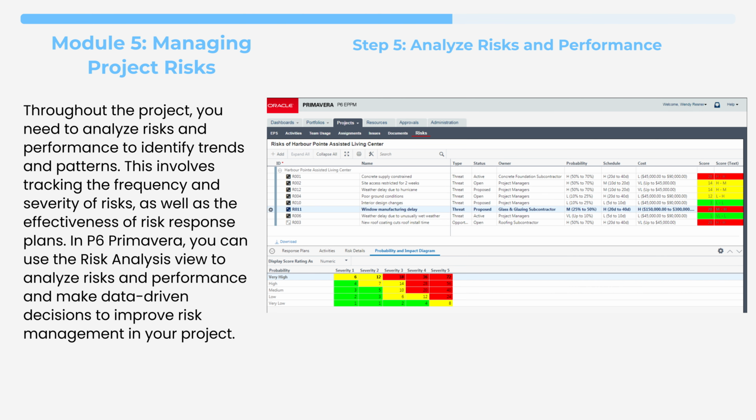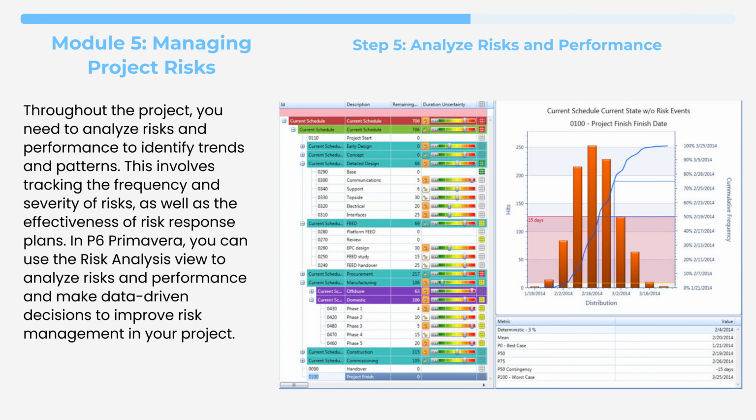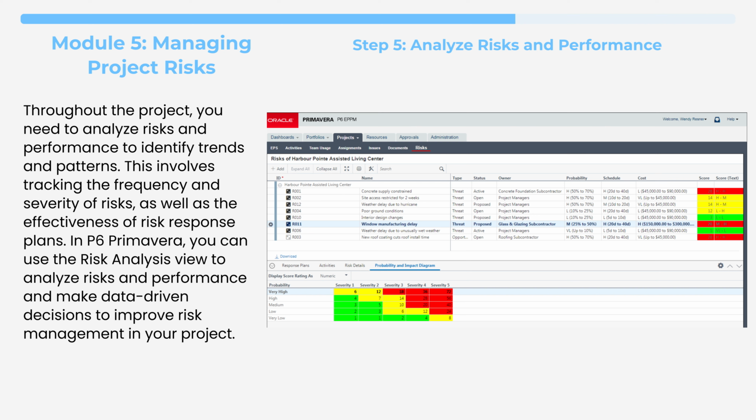Throughout the project, you need to analyze risks and performance to identify trends and patterns. This involves tracking the frequency and severity of risks, as well as the effectiveness of risk response plans. In P6 Primavera, you can use the Risk Analysis view to analyze risks and performance, and make data-driven decisions to improve risk management in your project.